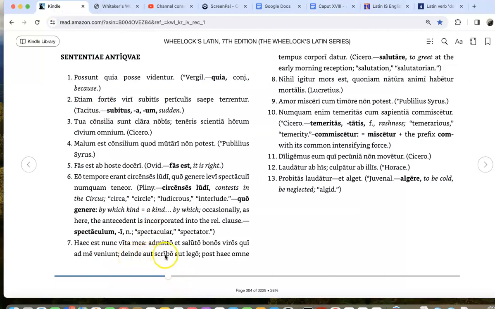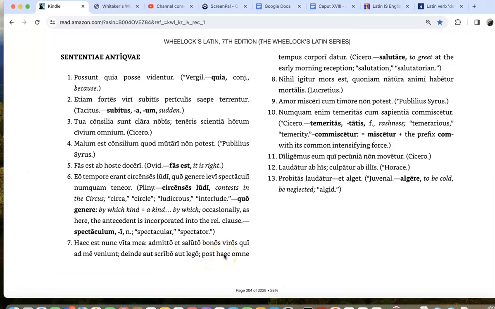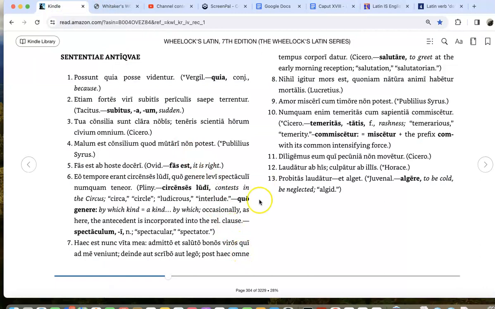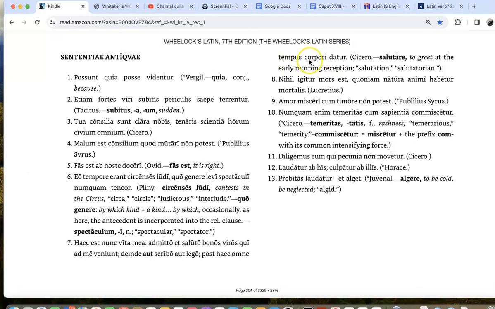Diende, then, either I write or read. And the last part is a little bit trickier to translate. After this, so post hike, omne tempus means all my time is being given to my body. So here's a good example, once again, where we have it in the passive, but it just sounds a little bit weird. In English, you might say, after this, I spend time exercising my body.